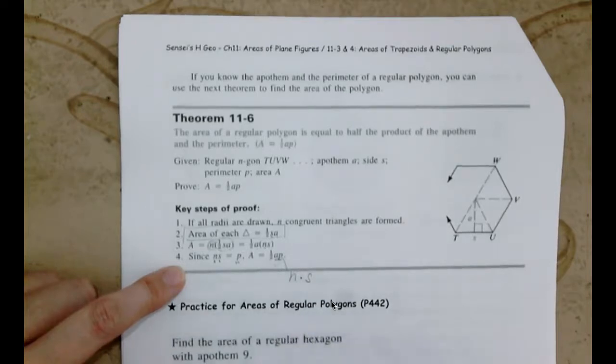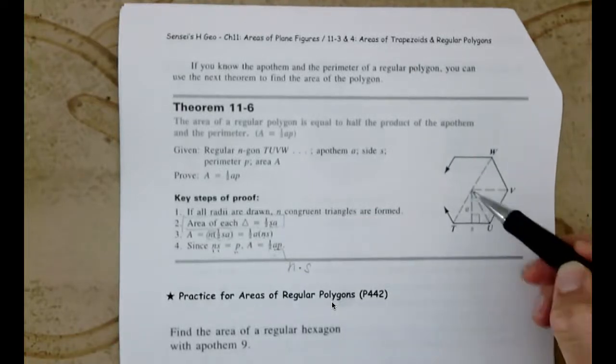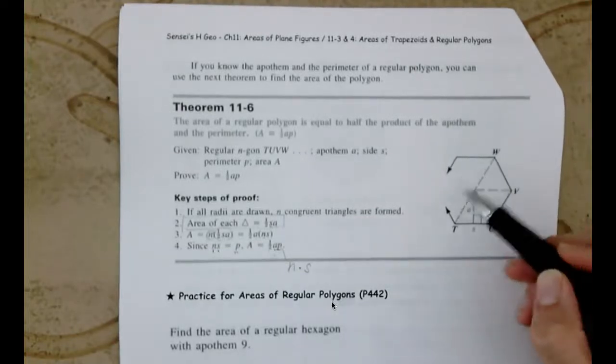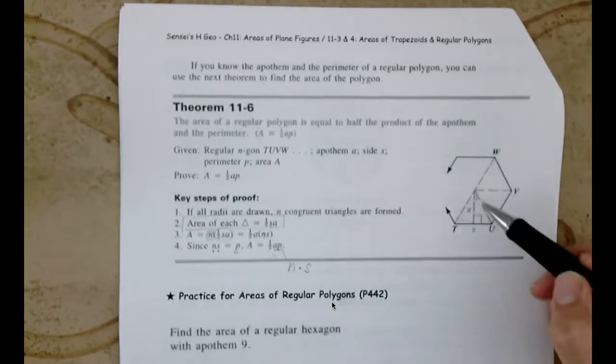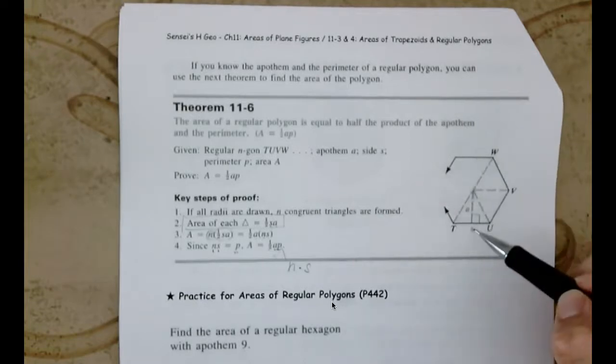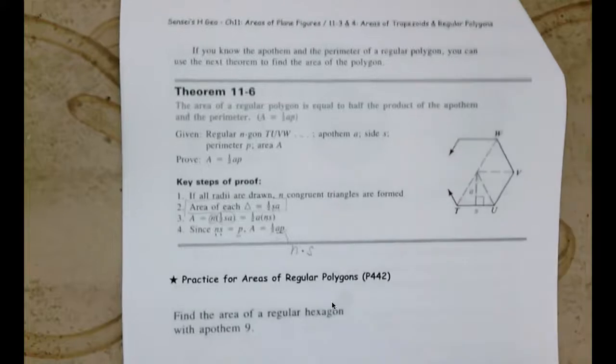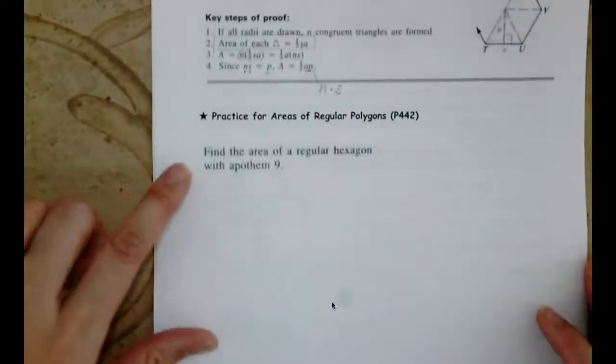I don't care how you do this on the test, whether you want to get the individual triangle area and multiply by the number of triangles you have, or you do the apothem times the perimeter times 1/2. You get the same result, just use whichever you feel comfortable with. Okay, all right, so let's just do this one together.